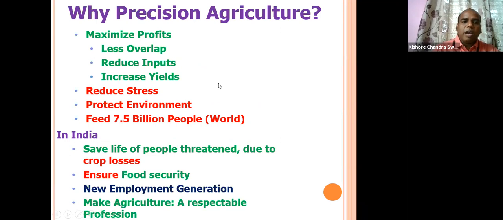So why precision agriculture? We have to maximize profits, reduce overlapping, and optimize the inputs. Depending on the target, we either increase the yield or optimize the yield and reduce the stress. The crop should be less stressed, and sometimes we should maintain the quality of the crop by monitoring the crop inputs.